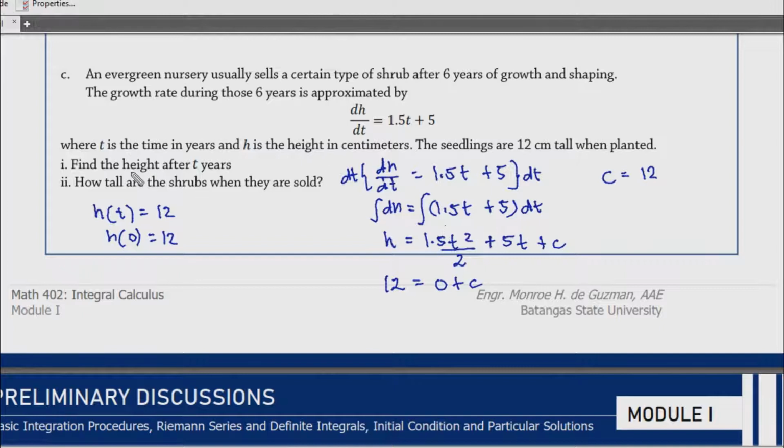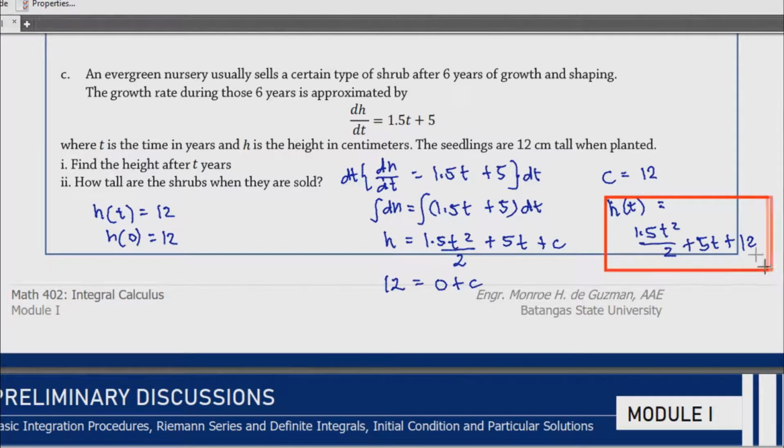Now, find the height after t years. So the height would be this expression. So h at any t years would be equal to 1.5 t squared over 2 plus 5t plus 12. So this is your height after t years. Kasi gagawin mo lang naman is find your c and then substitute mo to the integral to obtain the particular solution.